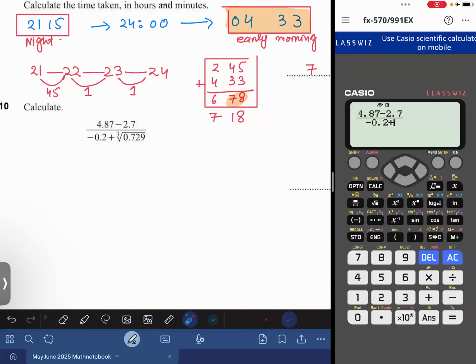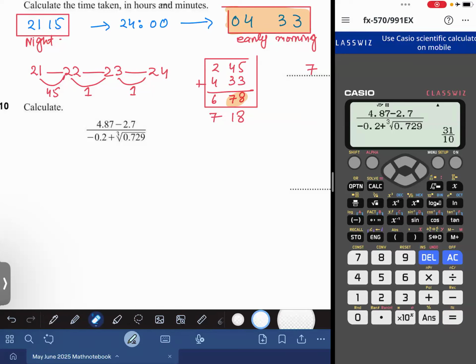Mohit, it's a cube root. This button is a square root. If you press this button with a shift, it would be a cube root. 0.729. Now this is perfectly fine. Once you're done in the calculator, look again. 4.87, yes. Minus 2.7, yes. Minus 0.2, yes. Plus 3 cube root of negative 0.729. Now press equals. So the answer is 31 over 10. Answer is what? 31 over 10.